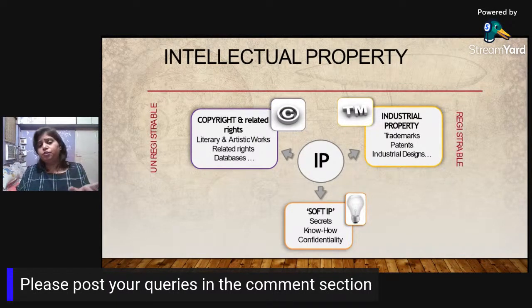But you don't have to register, because something that comes out of your mind, which is creative. Once you write a poetry, and you have the proof that you have written it, it's your intellectual property the day it is created. So you don't have to register a copyright. But you need to register trademarks, patents, and industrial designs. But that doesn't mean that you don't register copyrights at all.